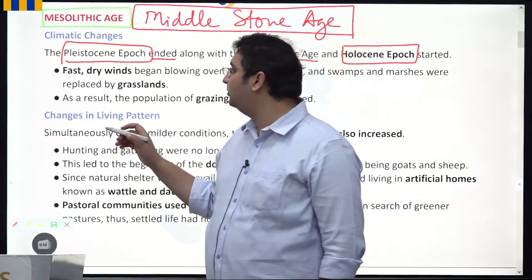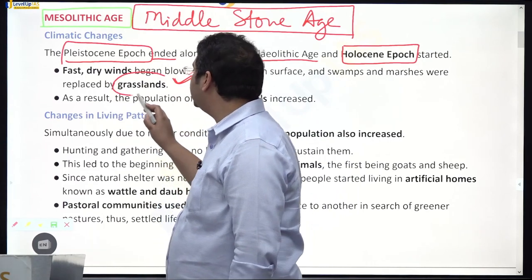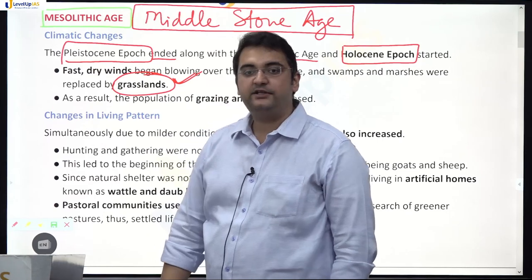So the grassland biome became quite important. And what kind of population will these grasslands sustain? Which kind of animals?